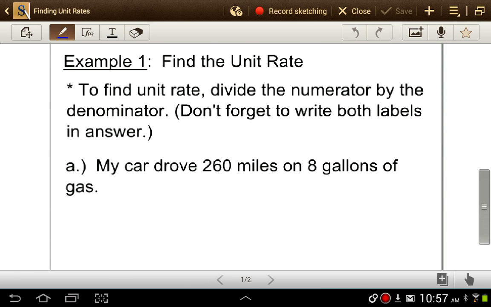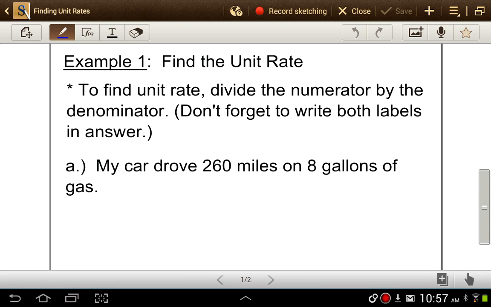Example 1, find the unit rate. Okay, here's how you find the unit rate. To find unit rate, guys, all you do is divide the numerator by the denominator. Simple enough. That's all you have to do, divide the two quantities together. Don't forget to write both labels in your answer. You're going to want a calculator today. Remember, you can have fractions or decimals in your answers.